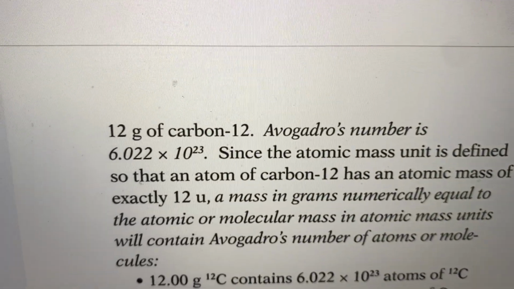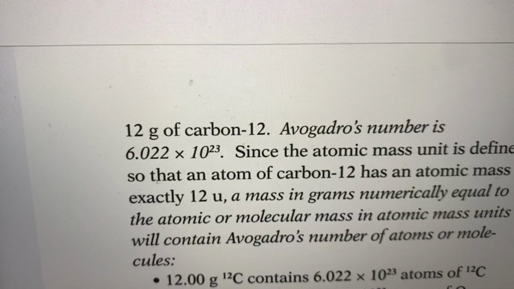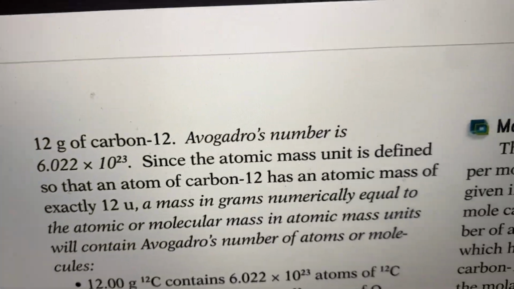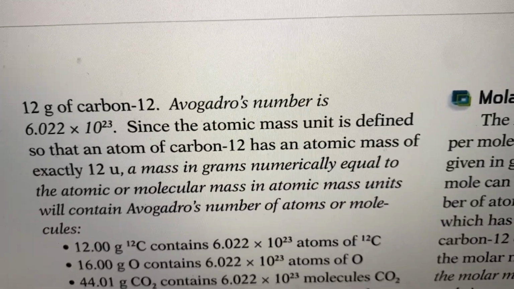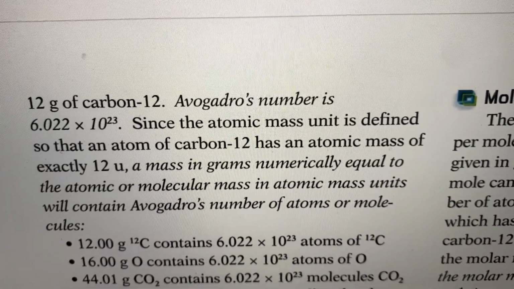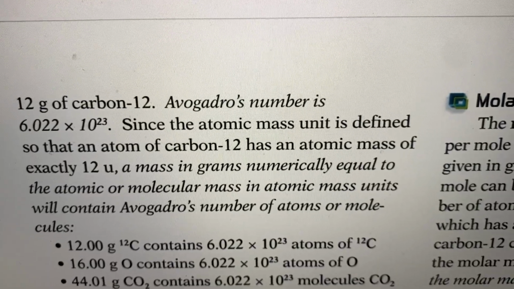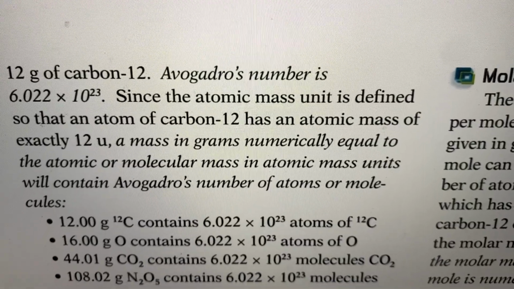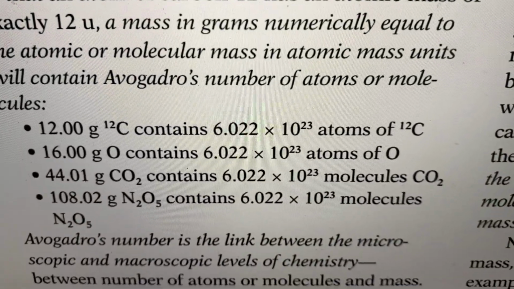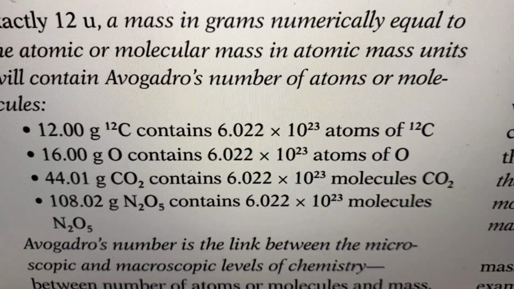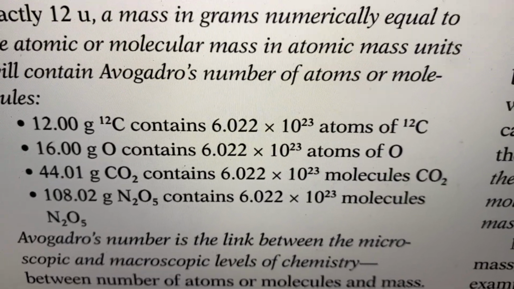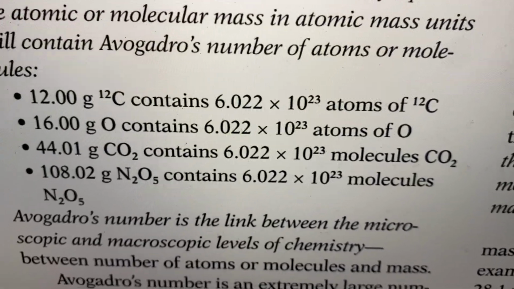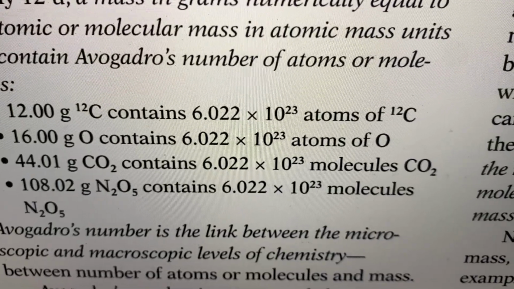Avogadro's number is the number of atoms in exactly 12 grams of carbon-12. And so what they did is, since the atomic mass unit is defined so that an atom of carbon-12 has a mass of 12 units, a mass in grams numerically equal to the atomic or molecular mass in atomic mass units will contain Avogadro's number of atoms or molecules. So if you look right here, you have 12 grams of carbon and it will contain 6.022 times 10 to the 23rd. This is a huge number because we're talking about atoms and making atoms big enough to weigh.